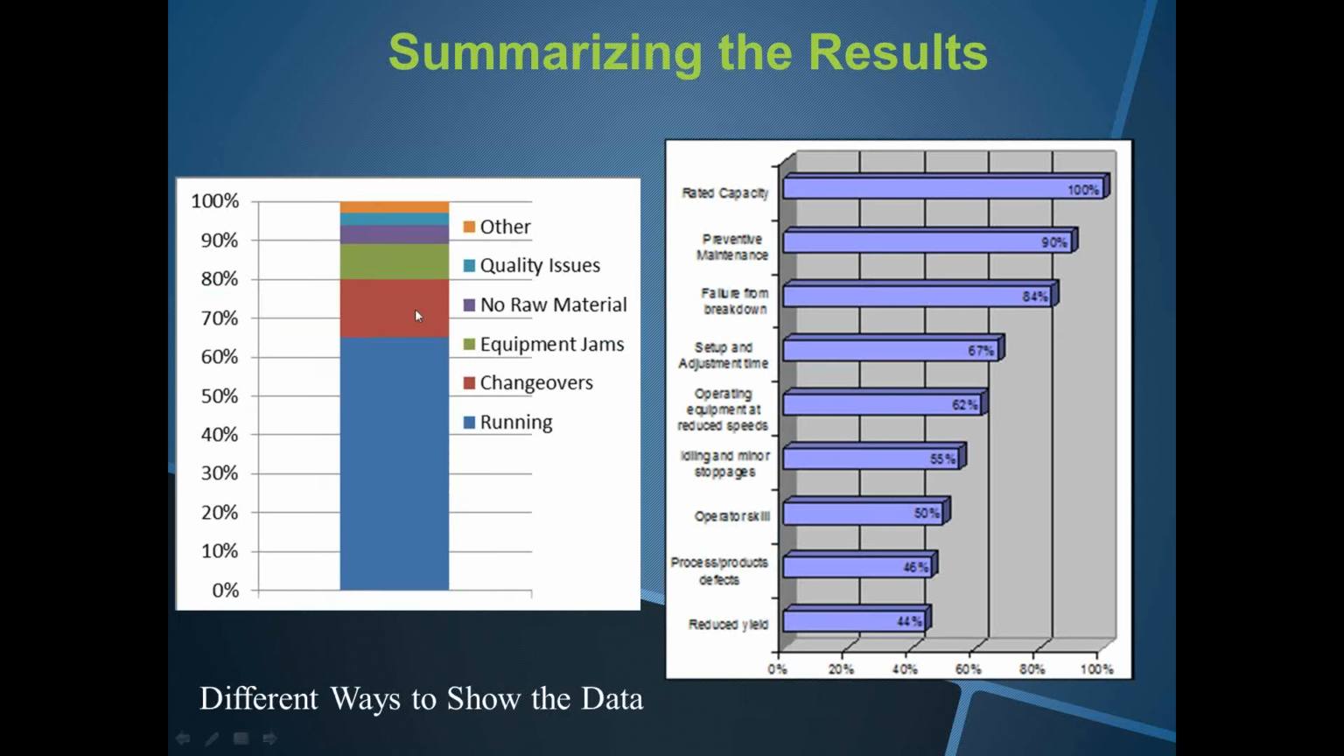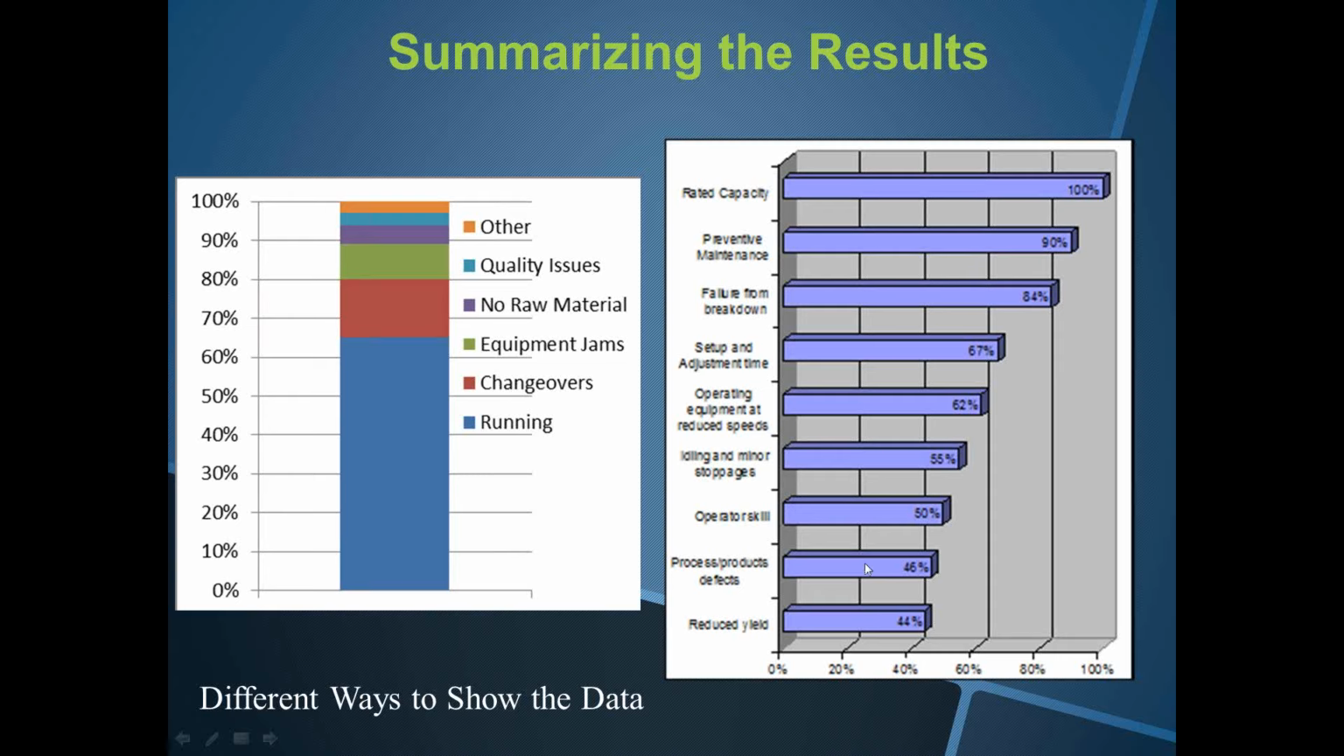Here are some other ways. I can imagine that for this upcoming study, here's how we might show the data. It's a stacked bar. So the running percentage is 65% in this example, and then these are sorted from worst to best. So changeovers represents a certain percentage, and equipment jams, and no raw material, and so on and so forth. You can see the time adds up to 100%. It helps you see visually where your big slices are. You could do something like this, or you could do a pie chart.